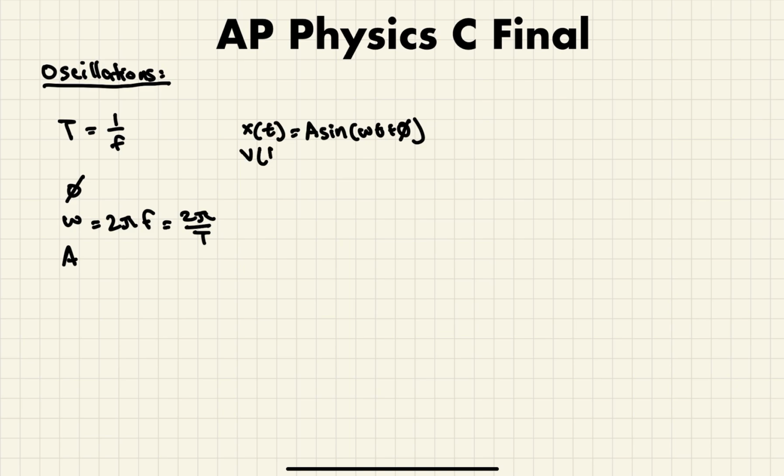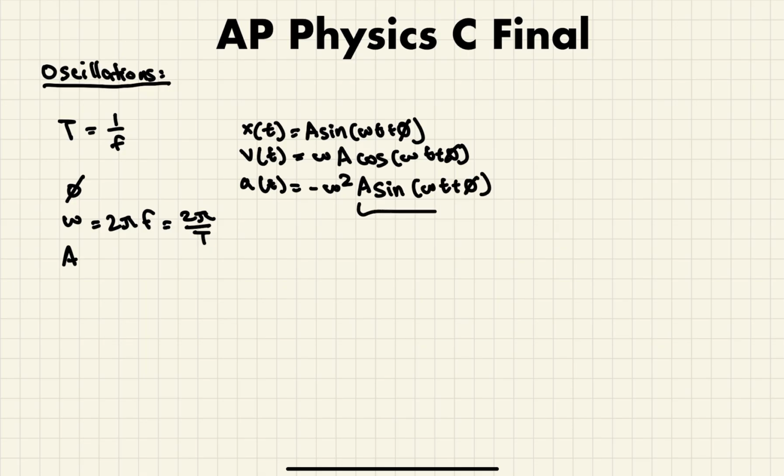Now, for velocity, you can just take the derivative of this. You get omega times A times cosine of omega t plus phi. Just derivatives here, and acceleration is going to be equal to negative omega squared times A times sine of omega t plus phi. And if you look closely, this A sine omega t plus phi is just the x of t equation. So this is equal to negative omega squared times x of t. Pretty cool. And then we also got something called the restoring force.